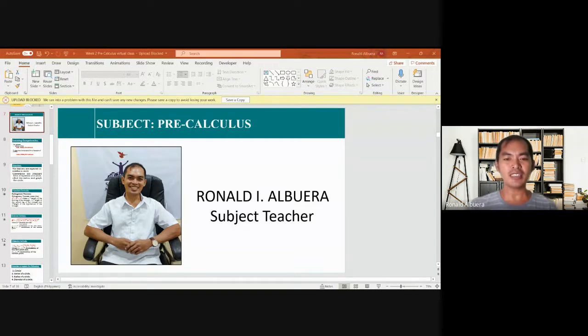Ang subject na pag-aaralan natin ngayon ay pre-calculus na may topic na circles: equation in standard form and general form, the center of the circle, radius, and the graph of the circle.